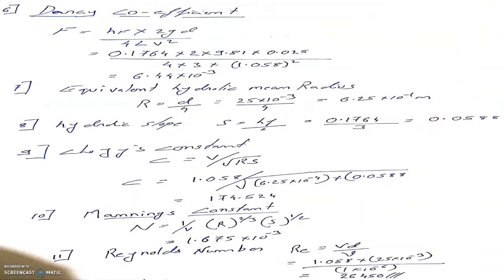Then I went for the Darcy's calculation using this formula: HF into 2GD divided by 4L V square. I already found the HF value, that I have put here. G is 9.81, diameter is 0.025, and 4 into 3 with 3 being the length of the pipe. We have already found the velocity in the earlier stages, so that value I have put here. Afterwards I need to calculate the equivalent radius, that is R equals D by 4, so I got that value over here.